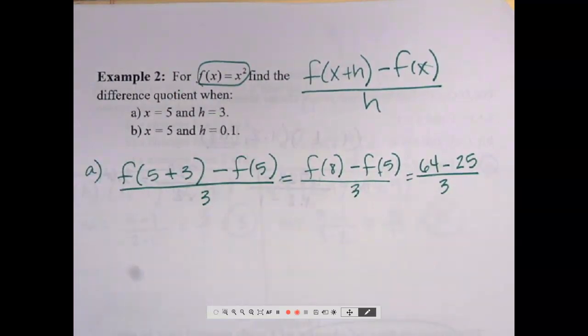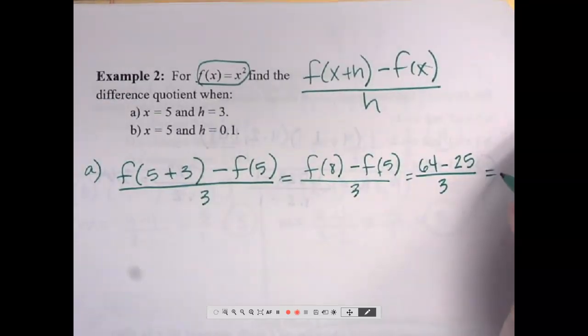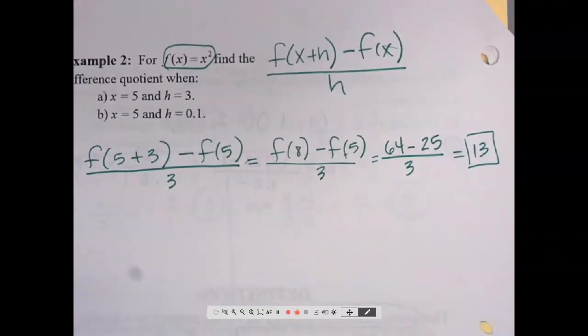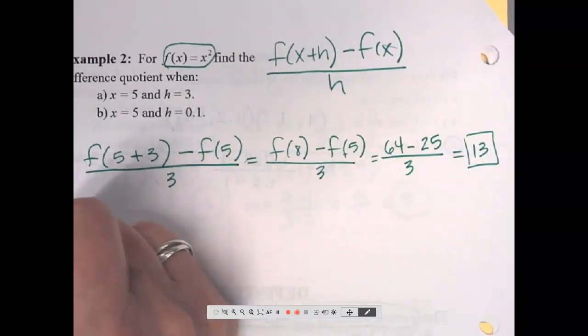Any questions on the setup there? Are you sure? Let's see what we get then. 13. Question. Okay, let's go to B.